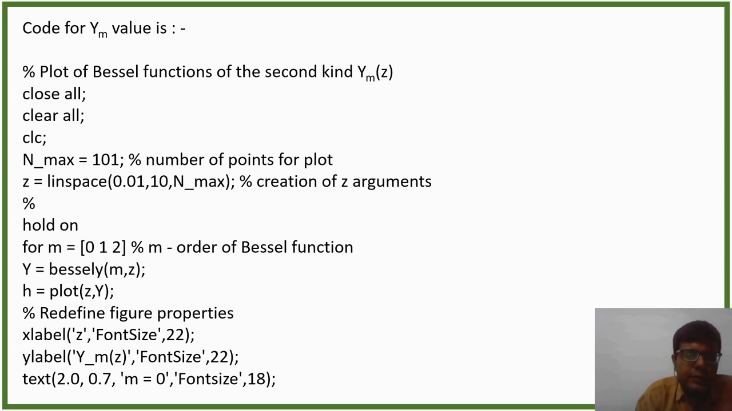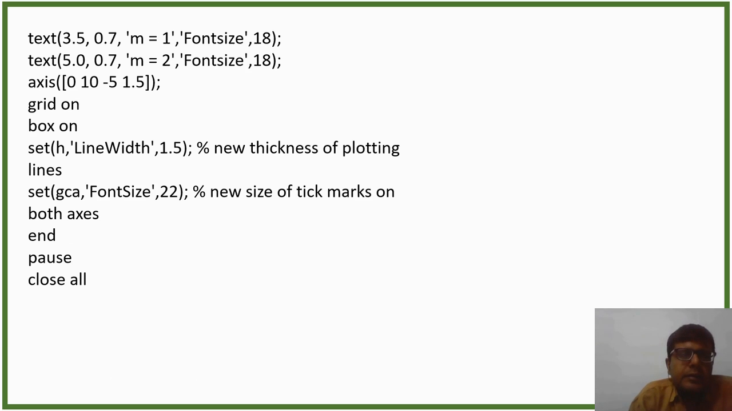We have defined the first three values of m, and we have defined the value as bessely. It is an inbuilt function for Bessel y. Then we have defined the h plot of y, z. Then we have defined the figure. We have defined the x label as z-axis and the y label as Ym of z. Then we have defined the text. This is the x-axis, this is the y-axis. At this value, the values of m appear. We have defined the x point and y point for m is equal to 1.